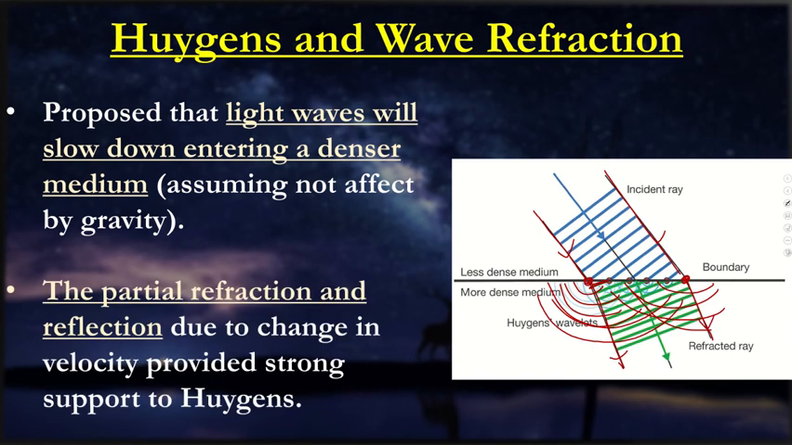Okay, so there's that. Now Huygens mentioned that the velocity here compared to the velocity here, let's call that the velocity of air and the velocity of water, he said this one here, the velocity in the water, is slower than the velocity in air.